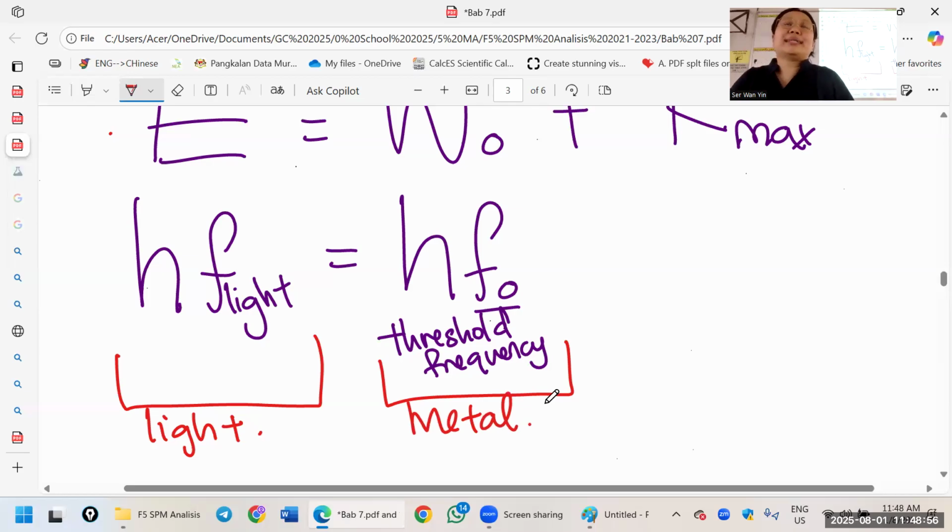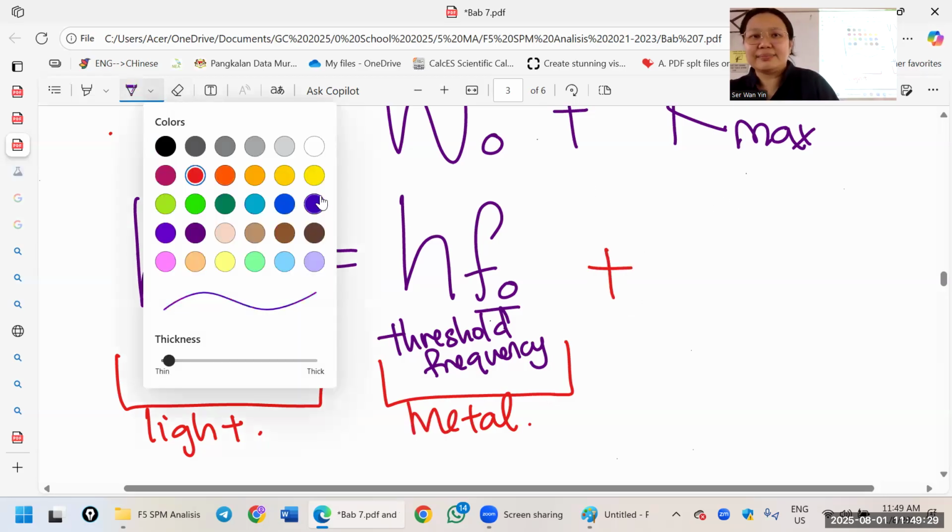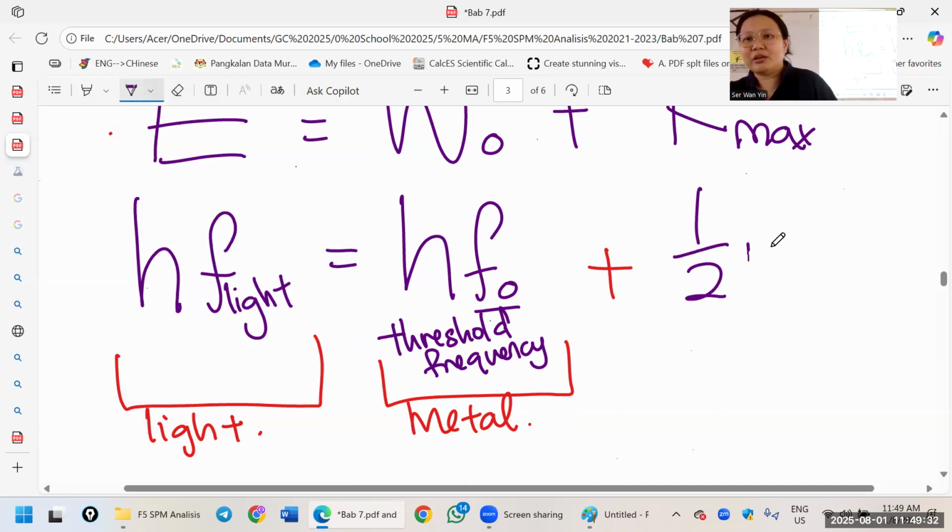Do you know why metal got frequency? Because we learned this in Form 1 science. Solid particles vibrate at fixed position. So actually every metal has its own particles vibrating at fixed position. So every metal got different threshold frequency, okay? Then kinetic energy formula, 1/2 mv squared max.